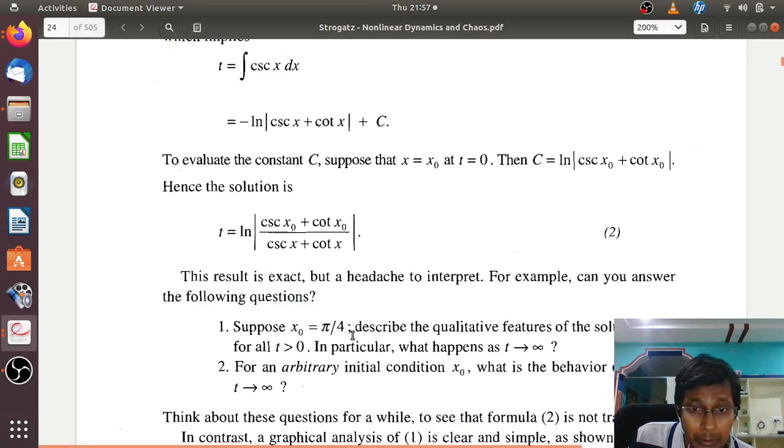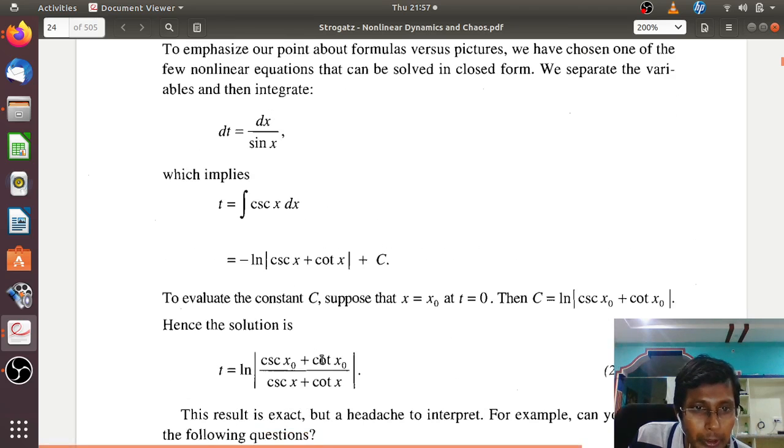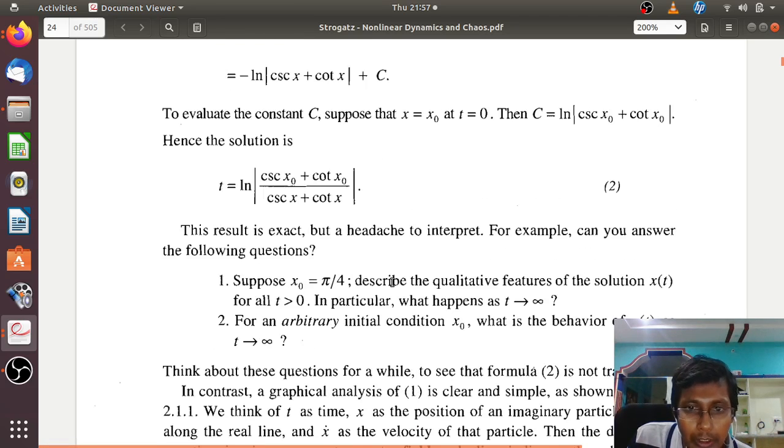But in order to answer this question, I have to go through all these steps, right? I have to remember how to do the integration of these things, right? And finally I have got the answer. So x goes to pi as t goes to infinity.